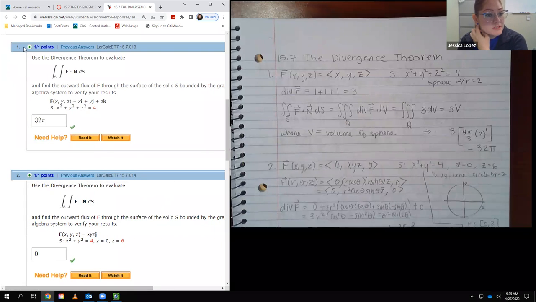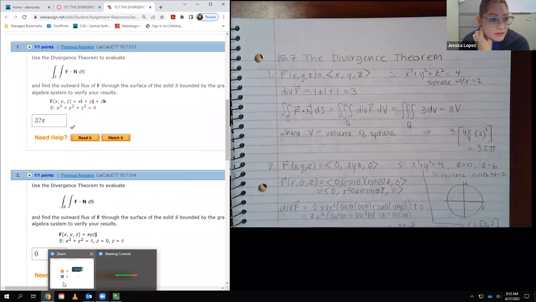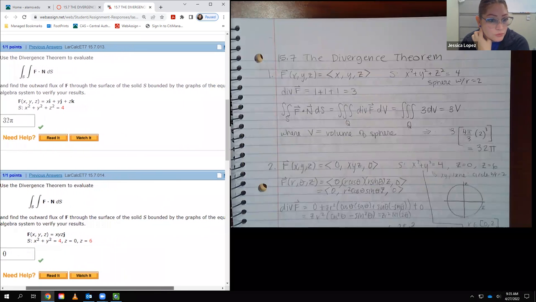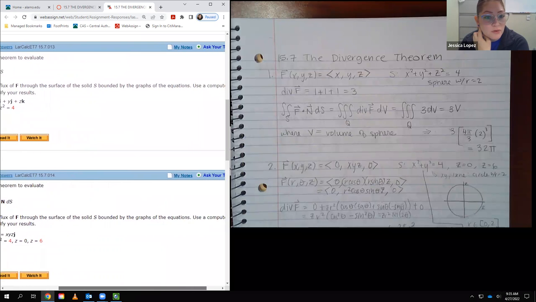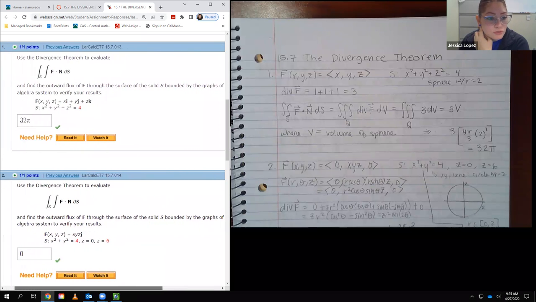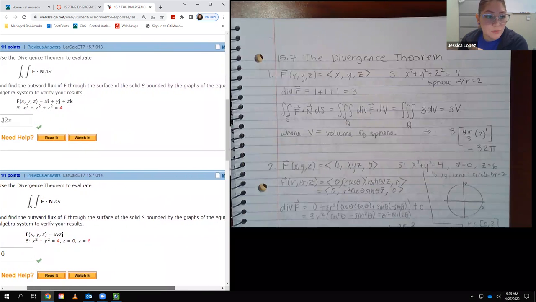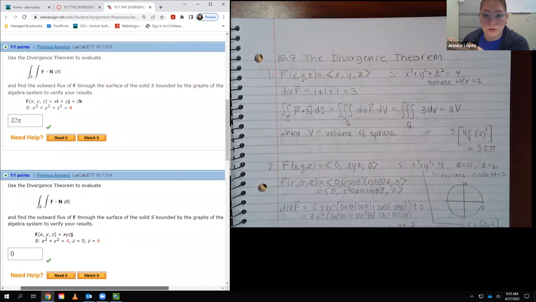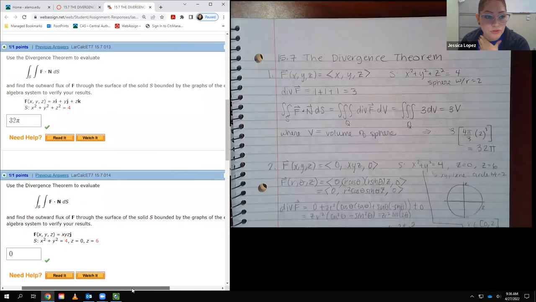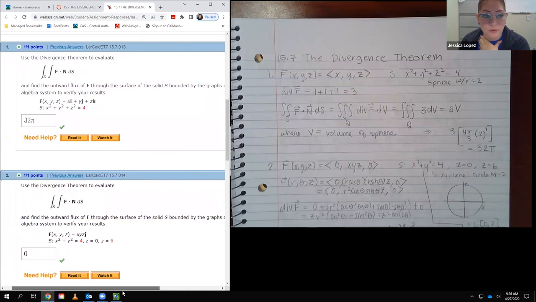So in this problem, it says, use the divergence theorem to evaluate this double integral and find the outward flux of F through the surface of the solid S bounded by the graphs of the equations. Use a computer algebra system to verify your results. We'll do everything but using a computer algebra system to verify the results. We are not allowed to use those algebraic systems, which is basically a graphing calculator. We don't use a graphing calculator in this class. We only use the scientific calculator. So you won't be able to use the algebraic system to verify your results.